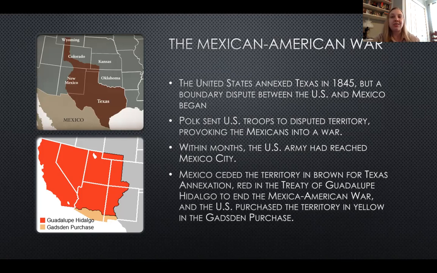It only took a few months for the U.S. Army to march all the way from the border with Texas to Mexico City. So in the Treaty of Guadalupe Hidalgo, Mexico actually ends up ceding all of this territory in red. So most of the American Southwest comes to us following this war. The U.S. does actually end up purchasing the original disputed land for the price that it promised earlier. So Mexico just kind of didn't get anything out of resisting the U.S. in this instance.